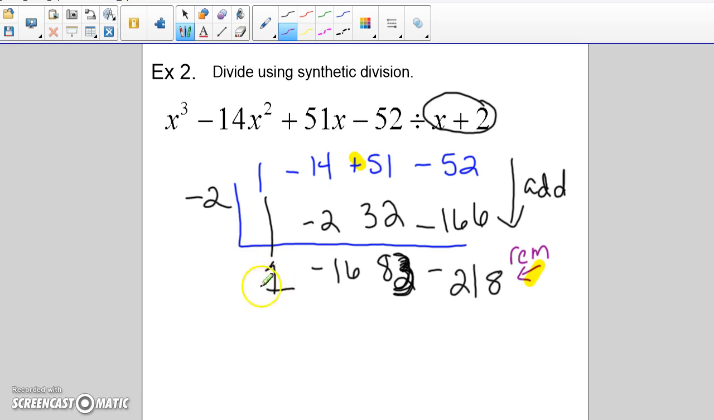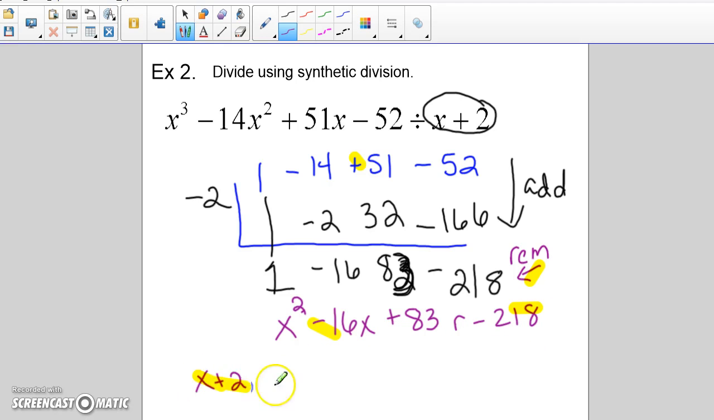What's my quotient? Well, I started with an x cubed, so what that means is this is an x squared minus 16x plus 83, remainder negative 218. So what I can say is x plus 2 is not a factor. It's not a factor. Okay, let's move on to our next example.